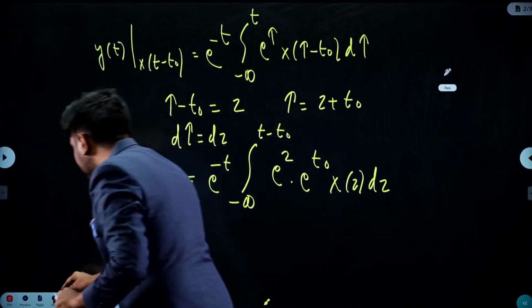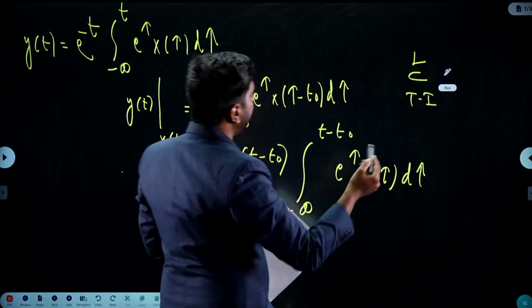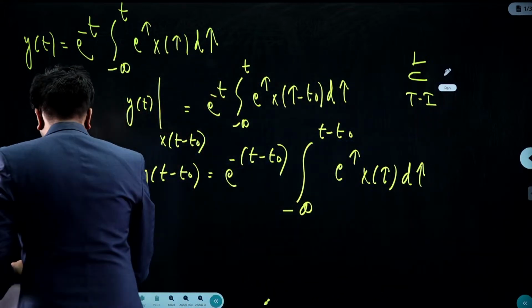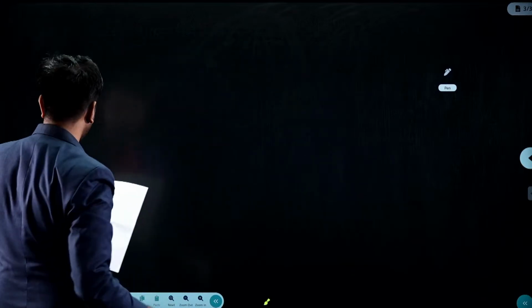So what's the final answer for this? It's a time invariant system. So linear causal time invariance, a very beautiful problem. So we have got one more question from signals and systems, and that was like this.